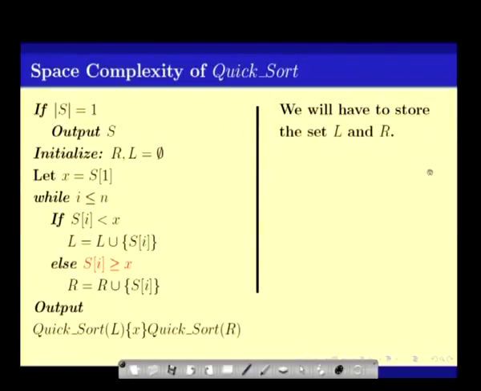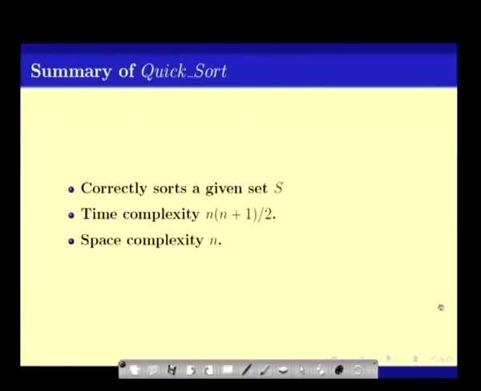For the space complexity, note that we will have to store the set L and the set R, so the space complexity must be size of L plus size of R, which is around n minus 1 or n. So, in summary, quick sort does correctly sort the set S, it has time complexity n into n plus 1 by 2, and it has space complexity n.